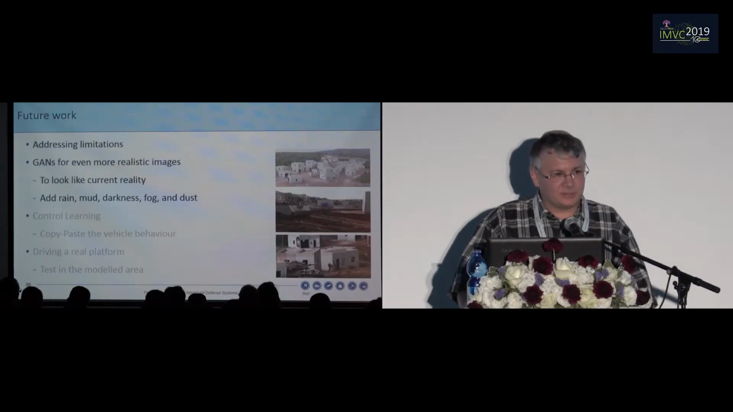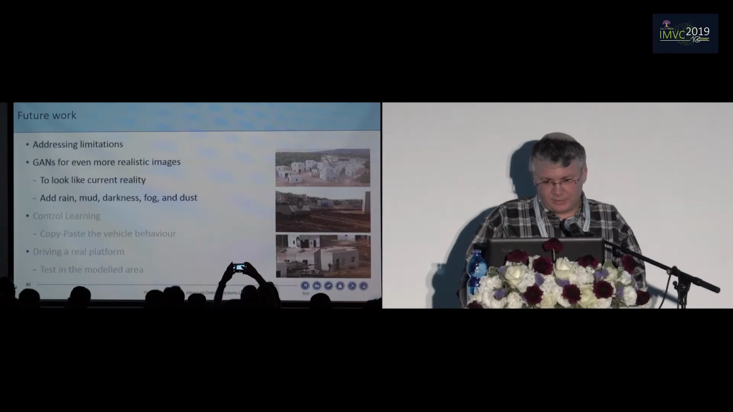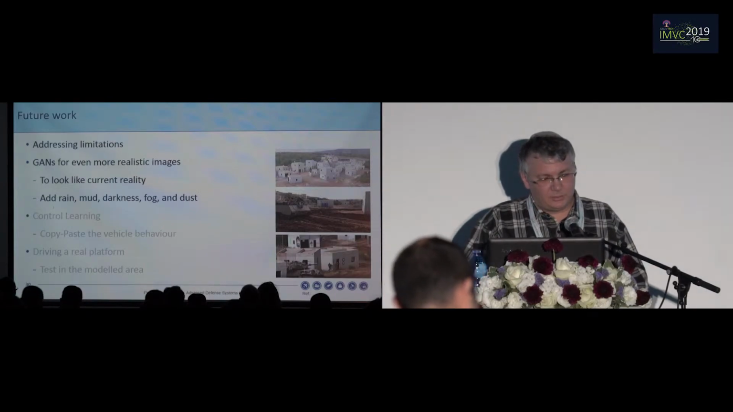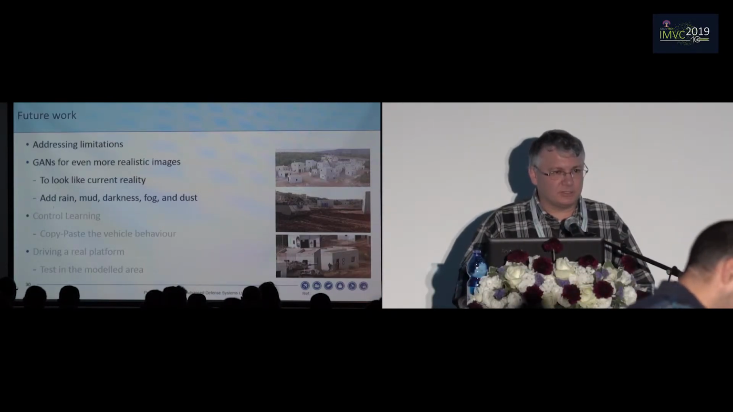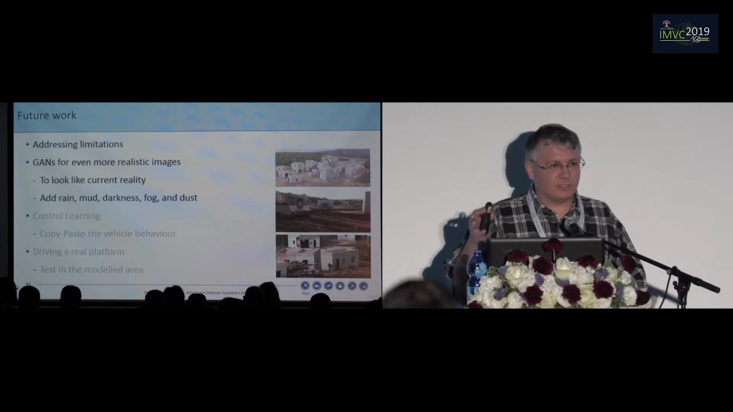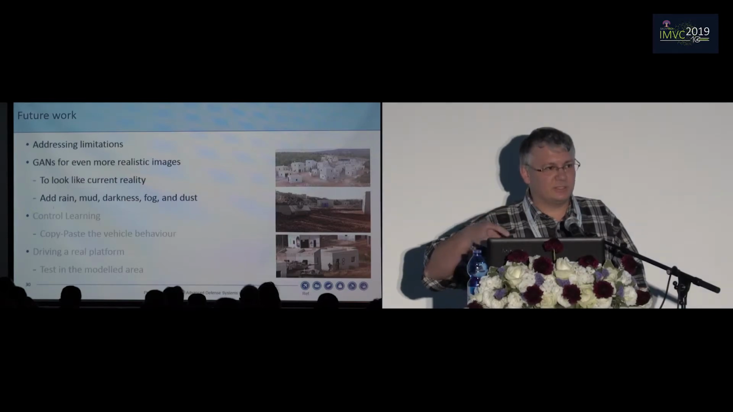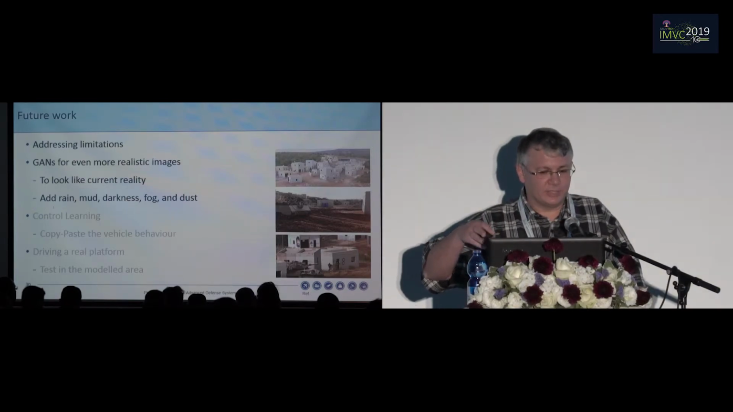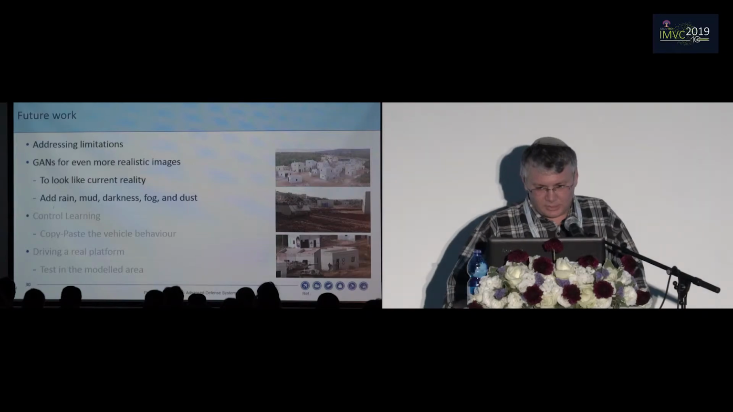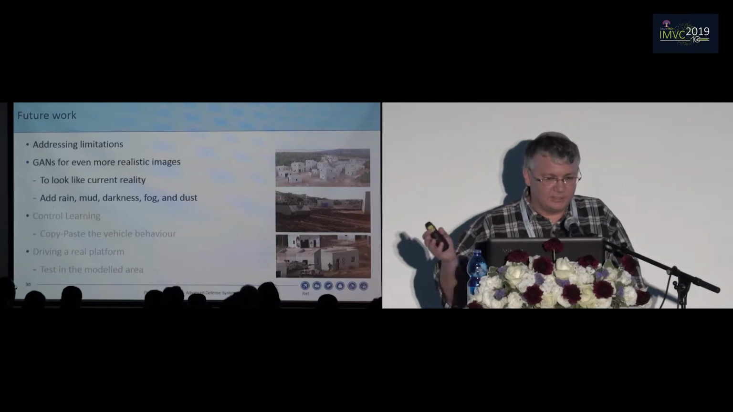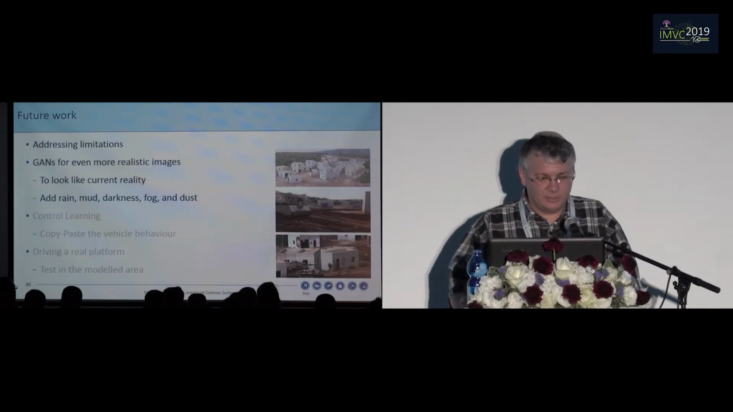Future work. Of course we will address all the limitations. Another interesting thing we plan to do is use a GAN algorithm for even more realistic images. I think the images are pretty realistic, but they are not similar to what the vehicle will see when it's in the real area. You can see in the image at the top that it looks a bit different, like the sky is white and not blue, and so on.